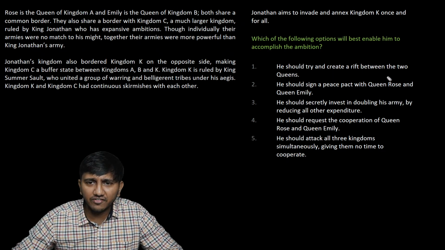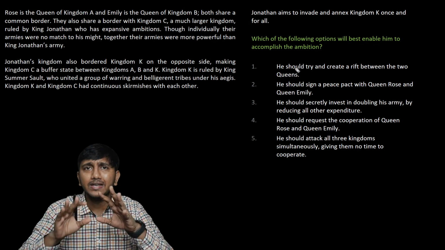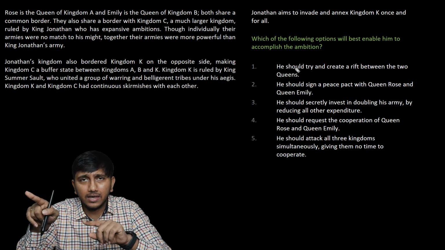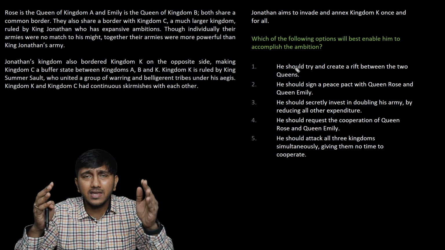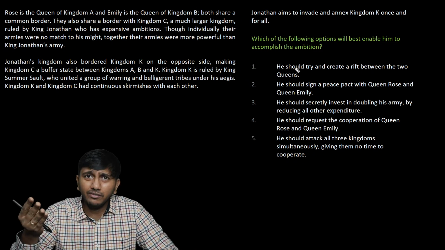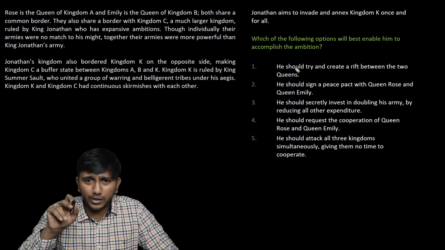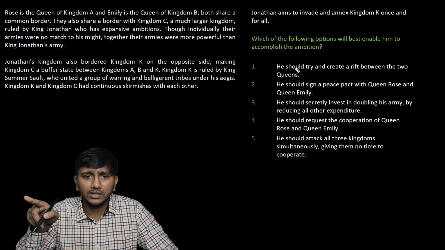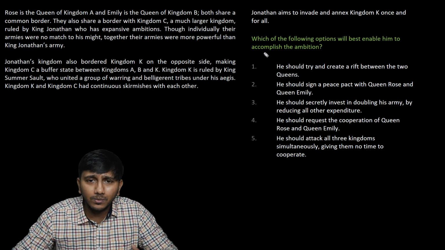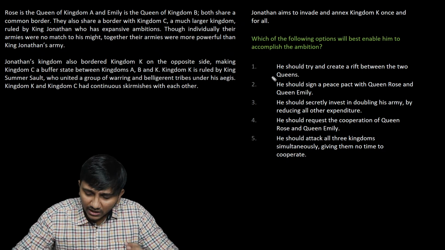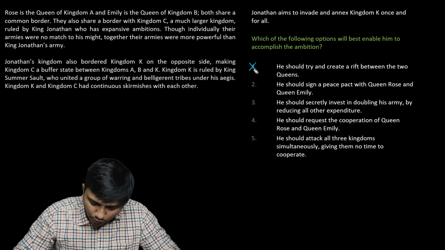He should try and create a rift between the two queens. How is that going to help? Now, this is probably assuming that when he attacks K, K might form an alliance with the queens and the queens might come and help. All these are assumptions. K might not go for an alliance, or even if K tries for an alliance, the queens might not be interested in getting into all this, right? So it's all based on an assumption that the queens might support K. We don't know whether that assumption will work or not. So there is no point trying to create a rift between the queens in case you want to go and attack the person on the other side. So that doesn't look like a great option.